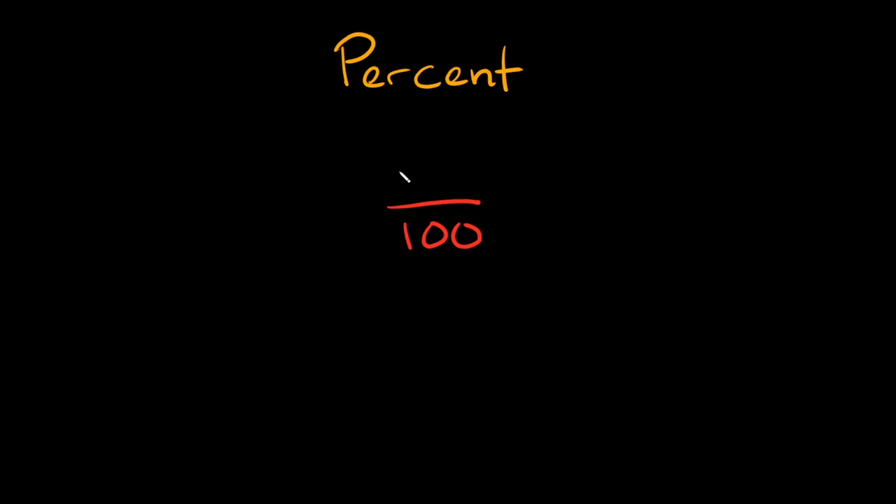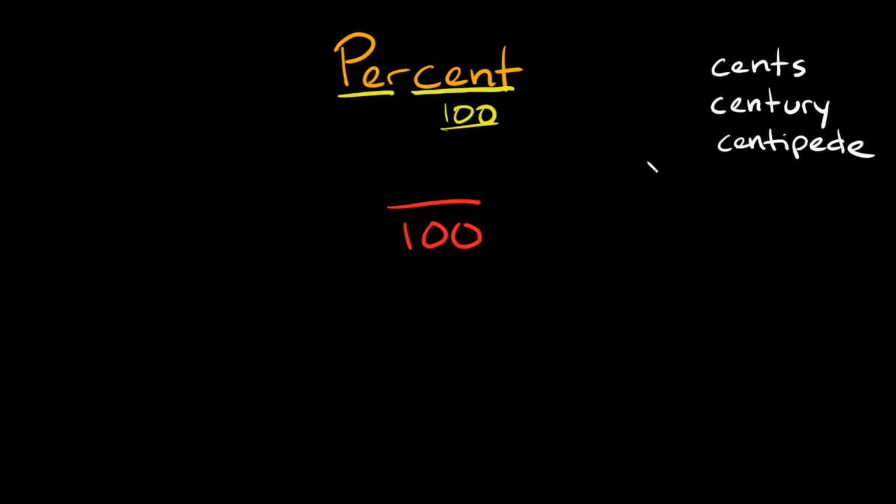And it's kind of easy to remember that if you can remember the word percent, because the word percent literally means per 100. This root word right here, cent, is actually Latin for 100. Okay, so this literally means per 100 or for every 100. Okay, and maybe it's helpful to think of other words that also have cent in them.